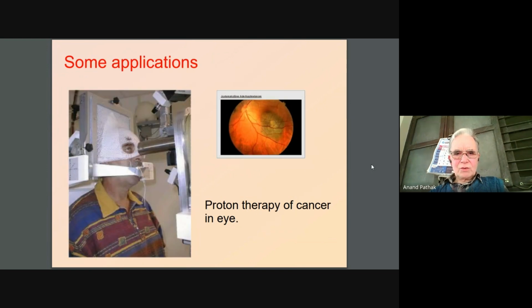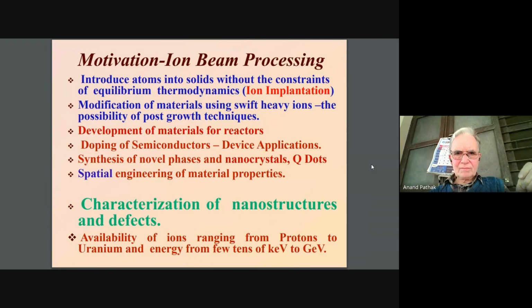Next, applications such as proton therapy. In Denmark, the UK and Germany, they have started using these things for cancer treatment, and in Darmstadt they have been using that. The motivation is ion beam processing. The important thing is that you can change the material at your wish, and most importantly, you get spatial accuracy. You can change one thing at one place and another thing at another place, so on a single chip you can have many chips.